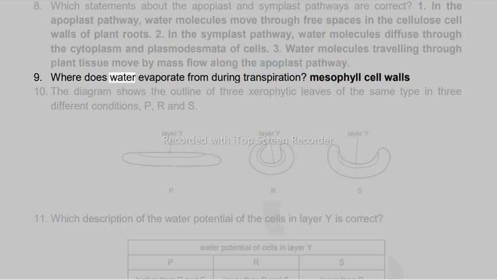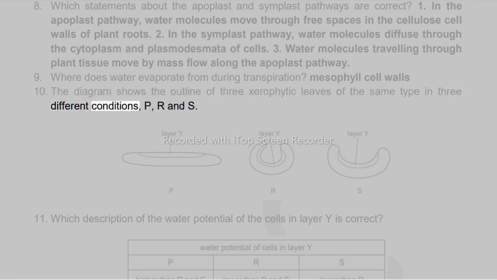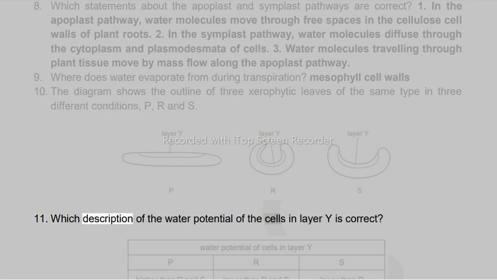9. Where does water evaporate from during transpiration? Mesophyll cell walls. 10. The diagram shows the outline of 3 xerophytic leaves of the same type in 3 different conditions, P, R, and S. 11. Which description of the water potential of the cells in layer Y is correct?